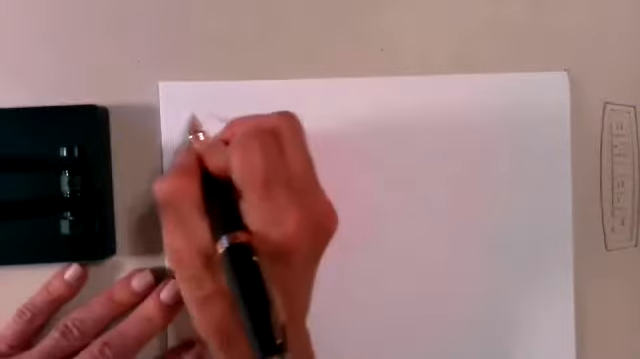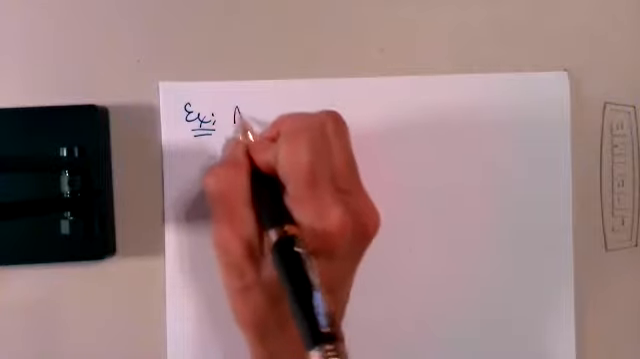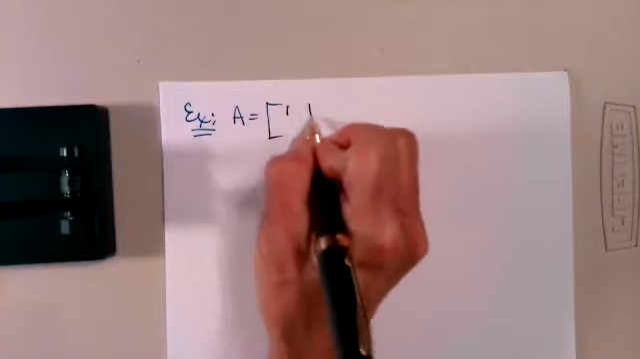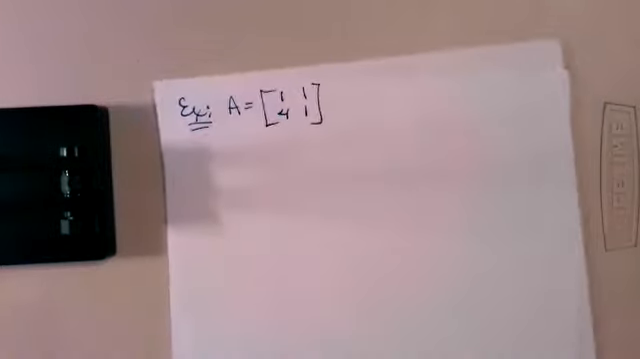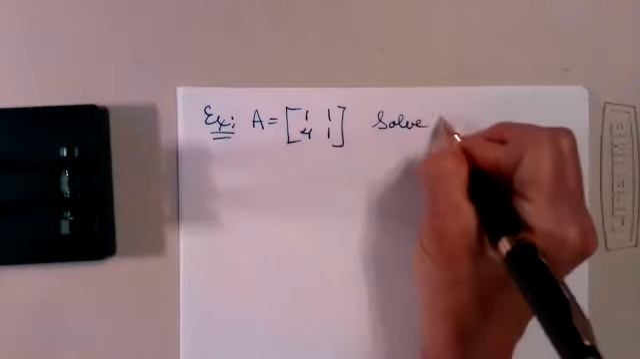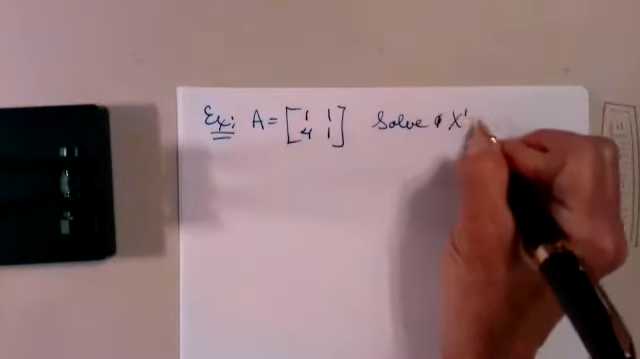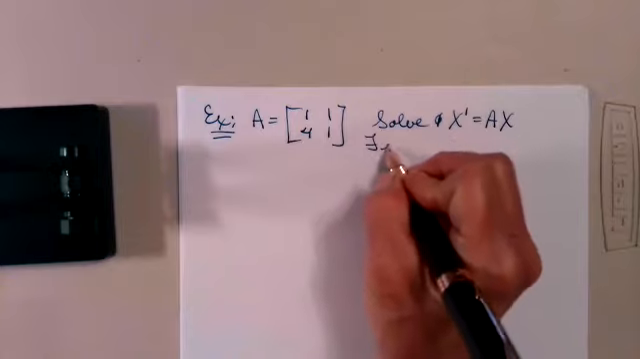All right, so let's look at an example of how you actually carry this out. How do we carry out these calculations? So let's start with an easy one. Let's start with the matrix A being 1, 1, 4, 1. Here's the question: solve x prime equals Ax, and find the general solution.